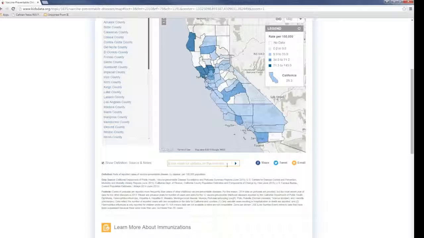And now that we've explored this vaccination coverage in California, I'm going to turn it back over to Beth and Reshma to explore some challenges to increasing it domestically and worldwide.